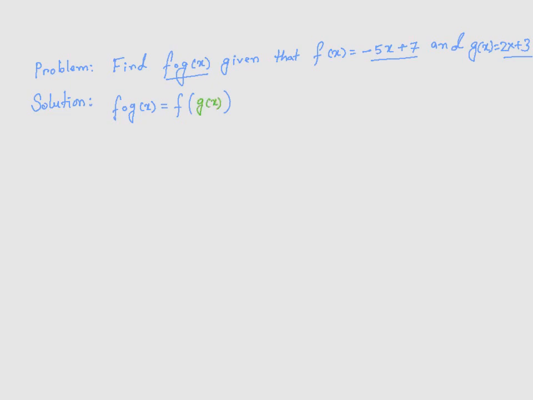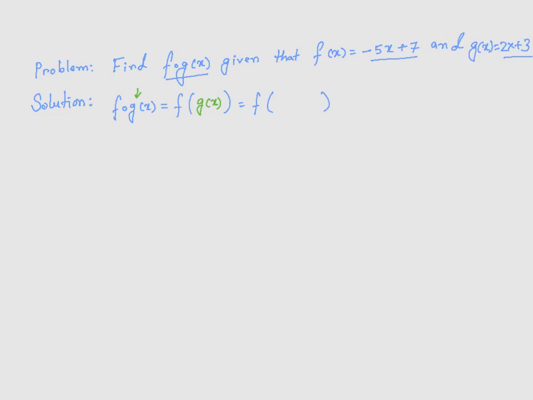That's the definition of function composition. This is how we define it. So remember, we evaluate the right function first, g first, and then we evaluate the f. So let's go ahead and continue. F of g of x.